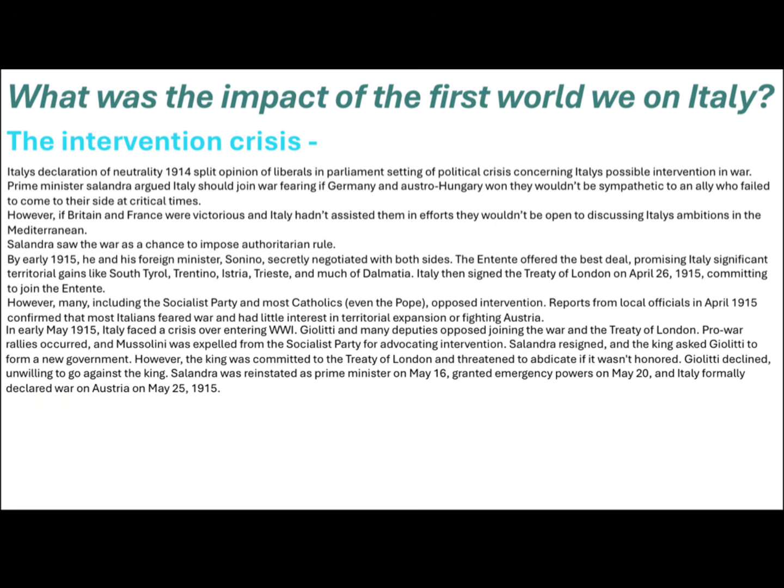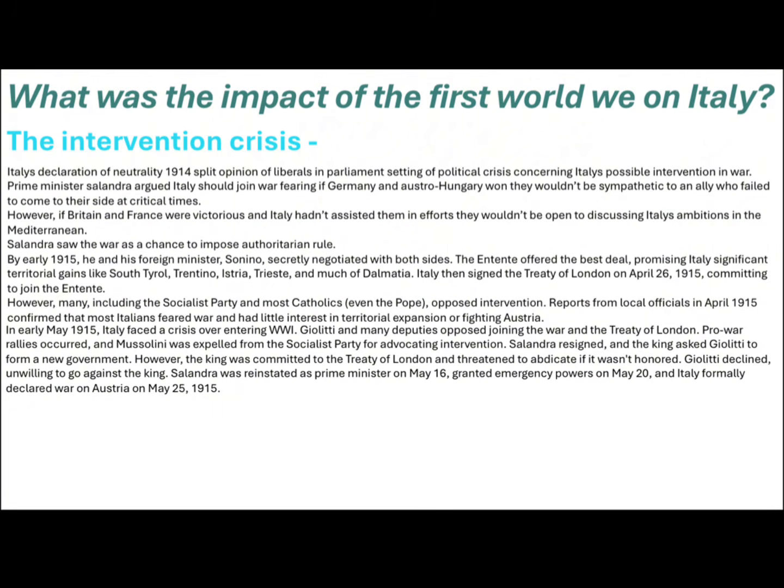In early May 1915, Italy faced a crisis over entering World War I. Giolitti and many deputies opposed joining the war and the Treaty of London. Pro-war rallies occurred, and Mussolini was expelled from the Socialist Party for advocating intervention.